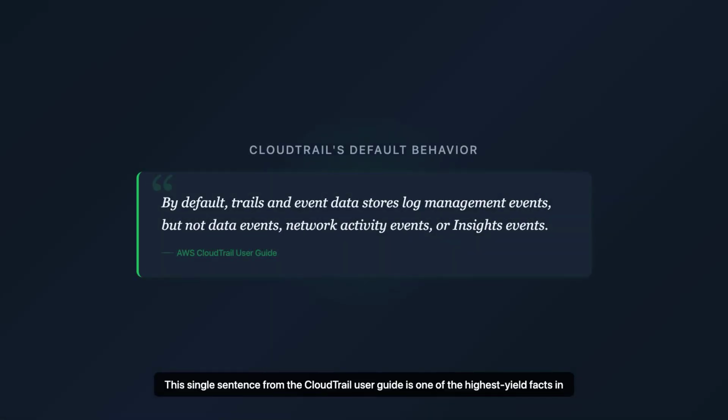This single sentence from the CloudTrail user guide is one of the highest yield facts in the entire operations domain. By default, trails and event data stores log management events, but not data events, network activity events, or insights events. Read that twice. Data events are off by default. So if a scenario says we need to log every S3 object access and the trail was just created with defaults, the answer is that those events are not being captured at all.